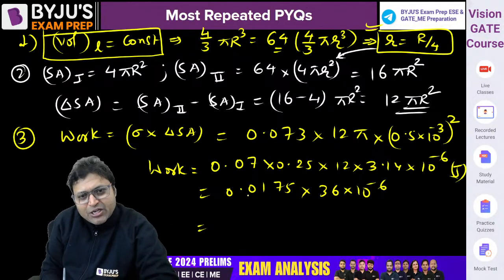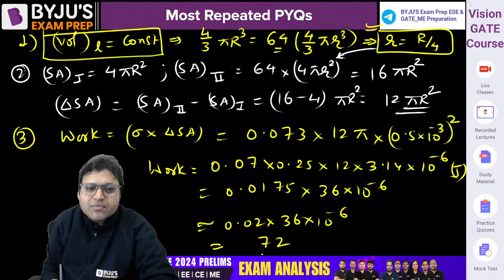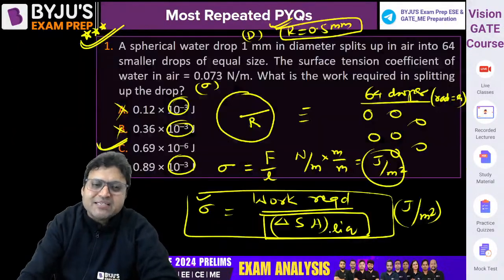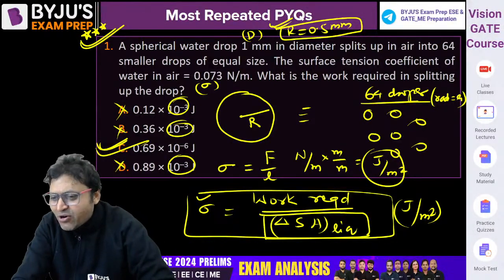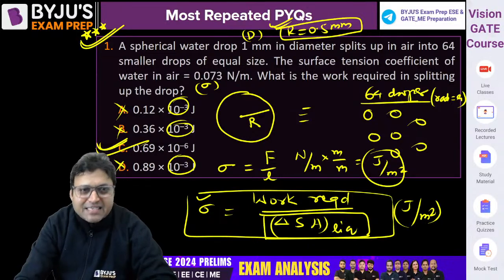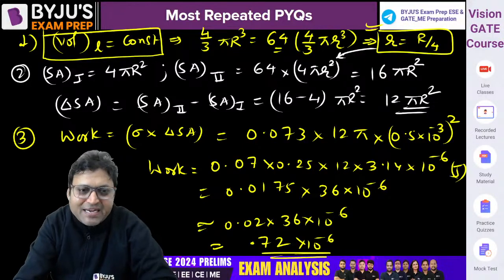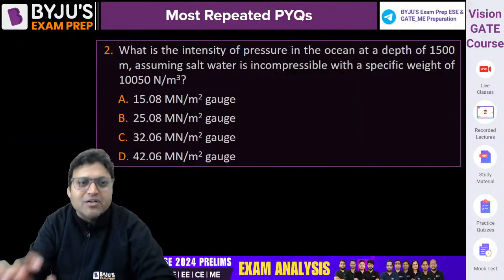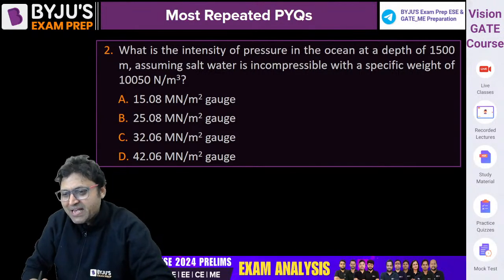So if we assume it as 0.02, it is around 0.02 into 36 into 10 to the power minus 6. How much is that? It is 0.72 into 10 to the power minus 6. That is very much close to 0.69 into 10 to the power minus 6. It will not be 10 to the power minus 3. Yes, Shreyas, C will be the correct answer. That is how you should be able to do the calculation appropriately. Even if you are not able to get the correct value, you should be able to do the calculation nearest to the correct answer.